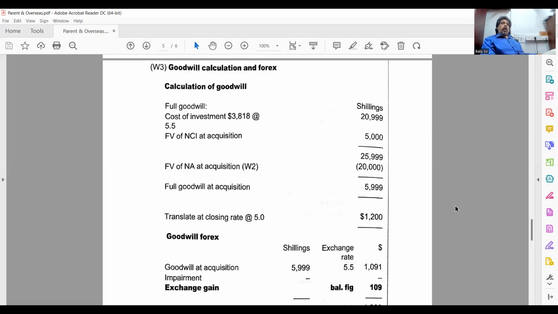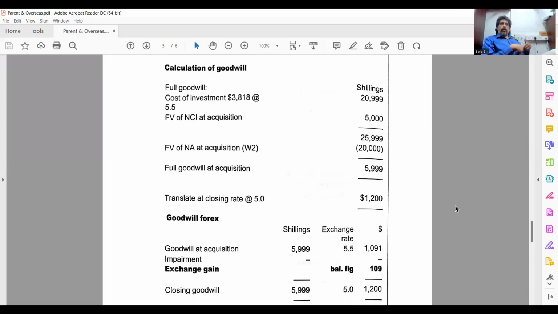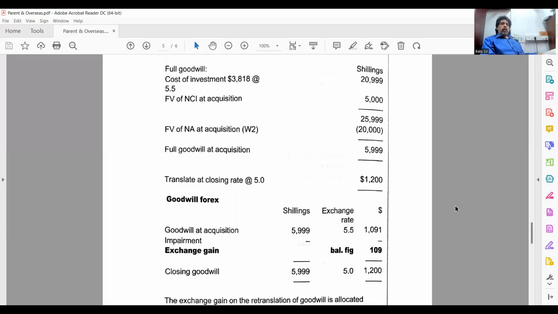Now just see, there is one more table you have to make in working note 3. What is the first line? It is goodwill at acquisition. So in shillings it is 5,999. And what was the exchange rate a year ago on 1st Jan? 5.5 shillings equals $1. So what is 5,999 by 5.5? Exactly $1,091. And then less any impairment, right?